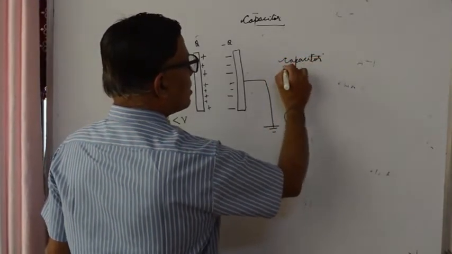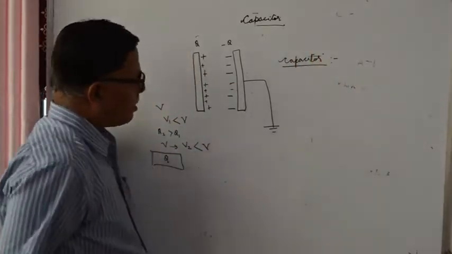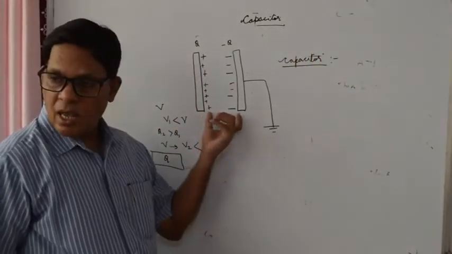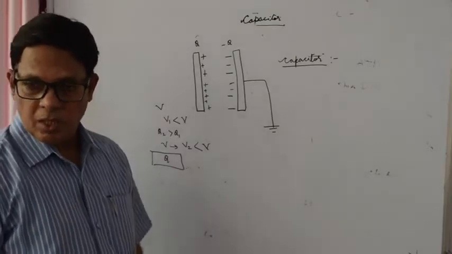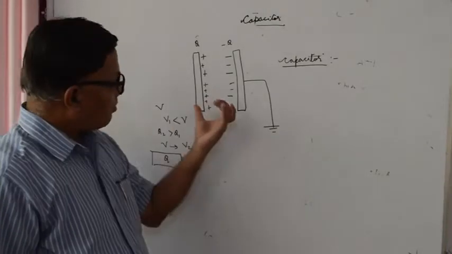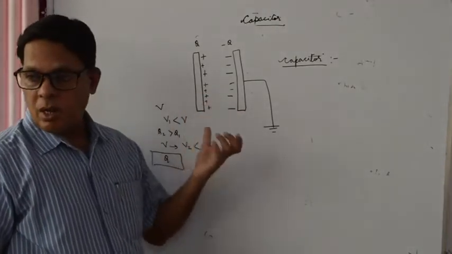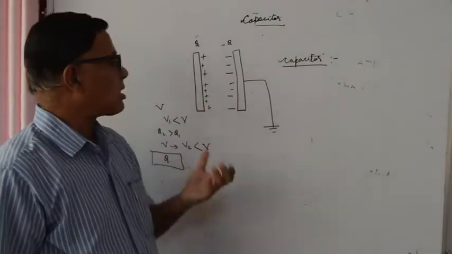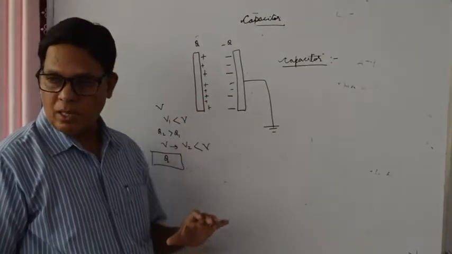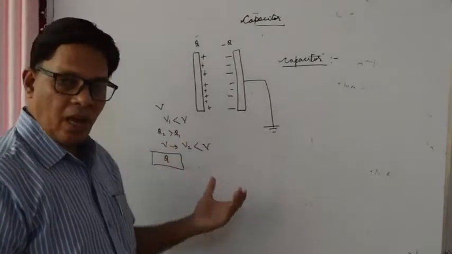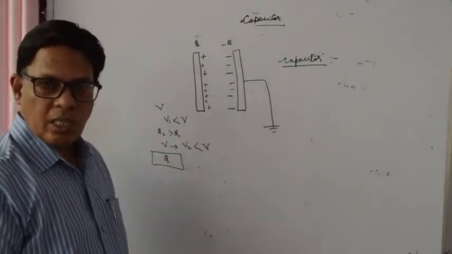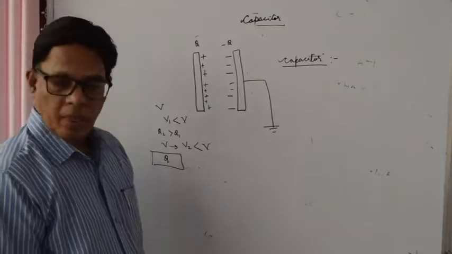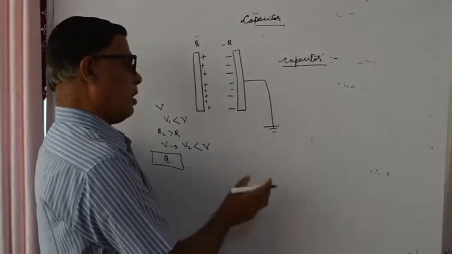It is the system of two metallic plates having equal and opposite charges. If the two plates do not have equal and opposite charges, then the system will not be called a capacitor, although it will have the capacity to hold the charge. Okay, so this is your capacitor.